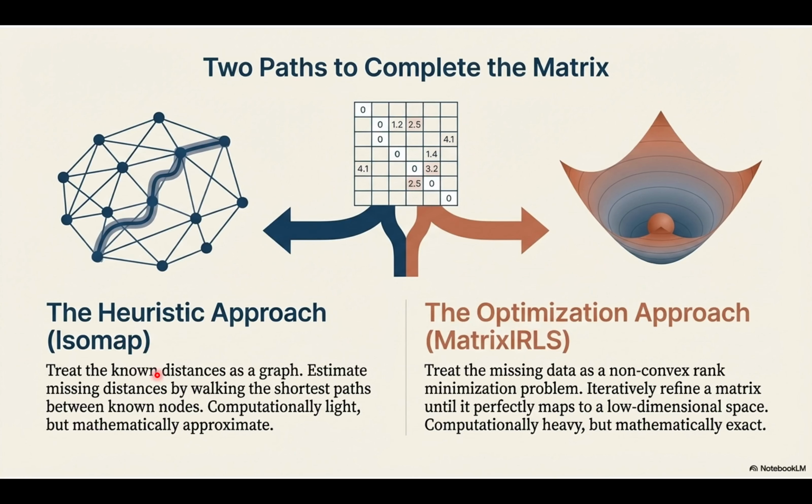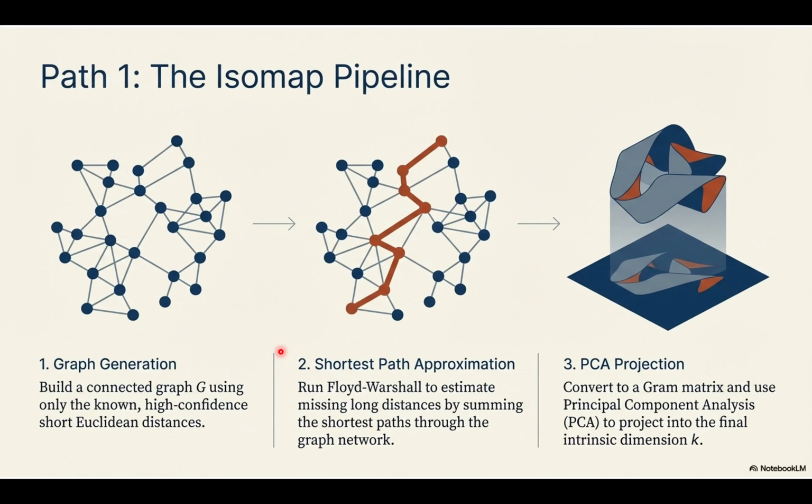The heuristic approach. Yeah, it treats the known distances as a network or a graph. It uses a classic algorithm called Floyd-Warshall to literally walk the shortest paths between connected points. So it's estimating. Yes, it estimates the missing long distances by hopping node to node. Once the matrix is filled with these hop-by-hop estimates, it uses principal component analysis, or PCA, to project everything into the final spatial dimensions. Wait, if Isomap is just blindly walking between the points we do have to guess the distances we don't have, that assumes the space between them is completely flat, right? Oh, entirely flat, yes.